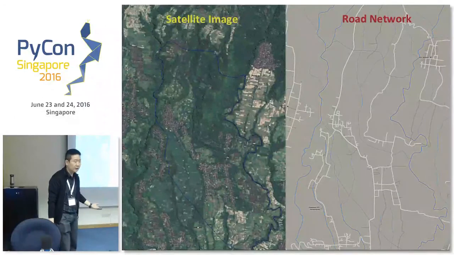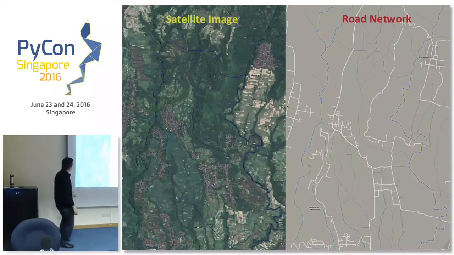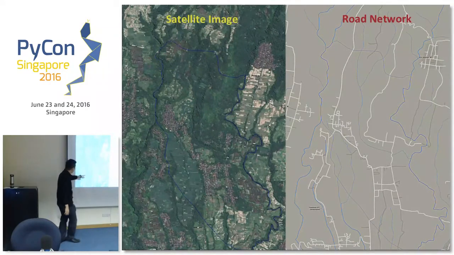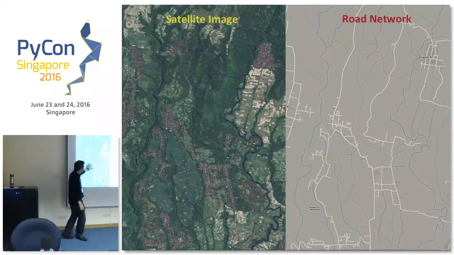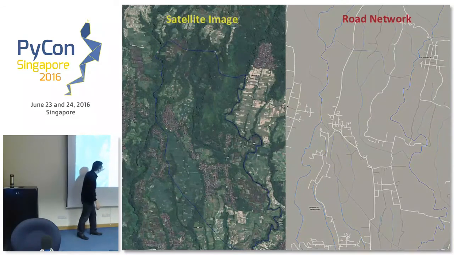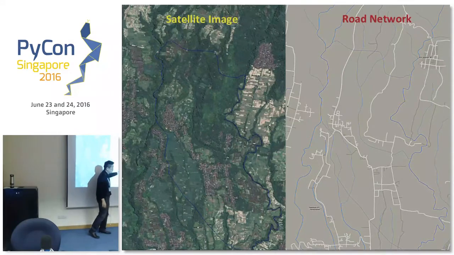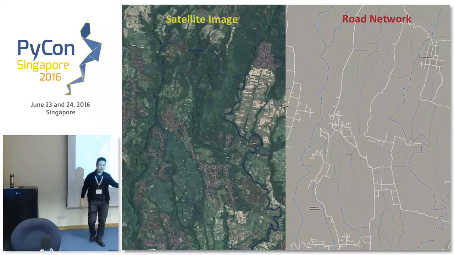And we realized one important thing. I'm not sure whether you can see the blue line here, but the blue line represents the boundary of the region that we are interested in, to evaluate whether it's rural or urban. And this is the satellite image overlaid on it. So you can see that these two images are of the same area, just that one is the satellite image, the other one is the street view or street map image.